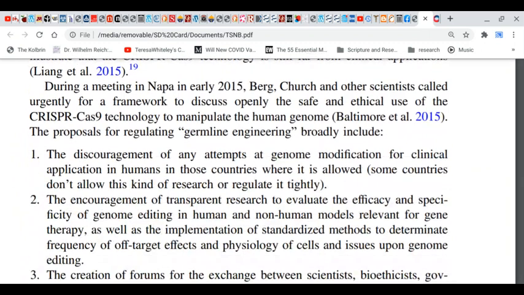The proposals for regulating germline engineering broadly include: 1, the discouragement of any attempts at genome modification for clinical application in humans in those countries where it's allowed. Some countries don't allow this kind of research or regulate it tightly. 2, the encouragement of transparent research to evaluate the efficacy and specificity of genome editing in human and non-human models relevant for gene therapy, as well as the implementation of standardized methods to determine frequency of off-target effects of physiology of cells and issues upon genome editing.